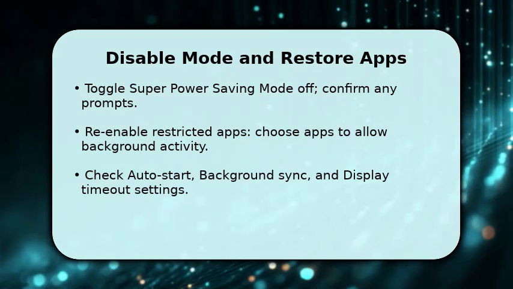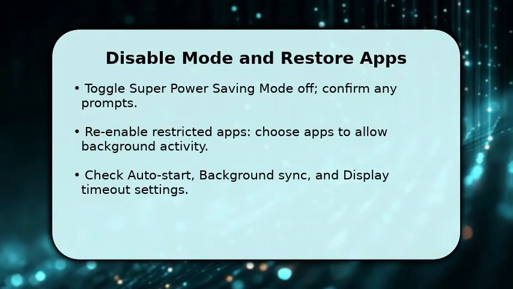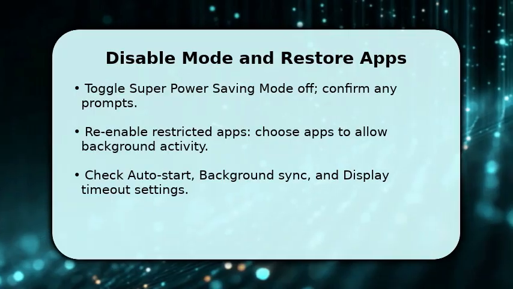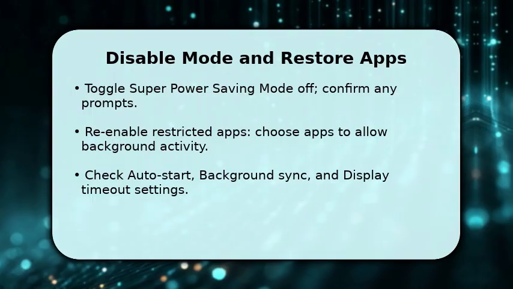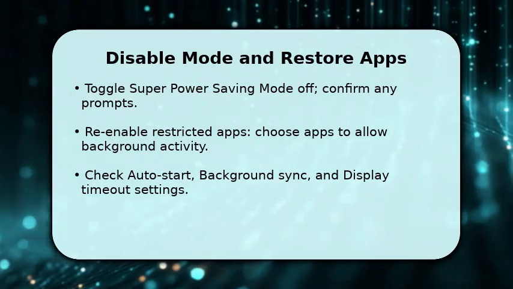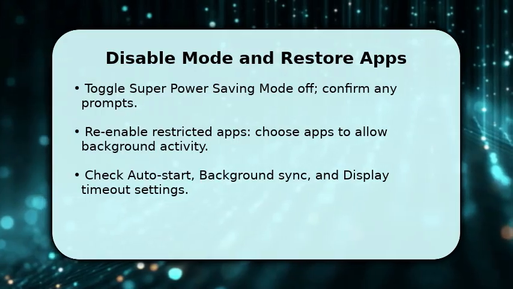Once you find Super Power Saving mode, switch it off and confirm any prompts. This turns background limits back on. Next, open App Management or the Modes Allow list and re-enable the apps you need running in background. This restores notifications and sync.